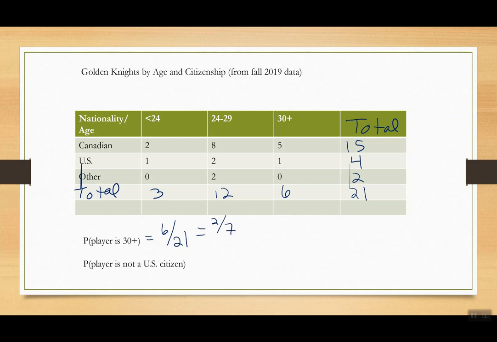The second question says, what's the probability the person's not a U.S. citizen? So when you look, there are 4 U.S. citizens, which means there are 17 that are not, out of the 21. You could also have added Canadian, 15, and other 2. That would give you 17. 17 over 21 I can't reduce, so I just say I'm done.